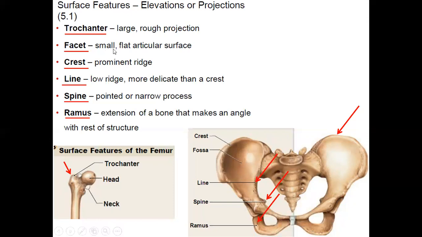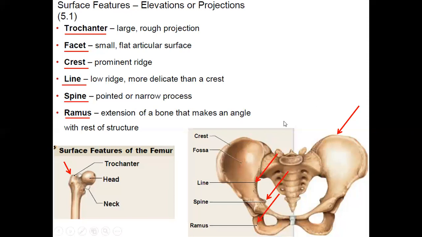A facet is a flat articular surface. So we'll talk about facets when we get to the ribs and the vertebrae as well. So there's facets that are small and flat, and they're an articular surface. So remember, an articular surface is where two bones articulate, they connect, create a joint. Think of a facet as a face of a bone, or a little small flat area of a bone where another bone will connect.